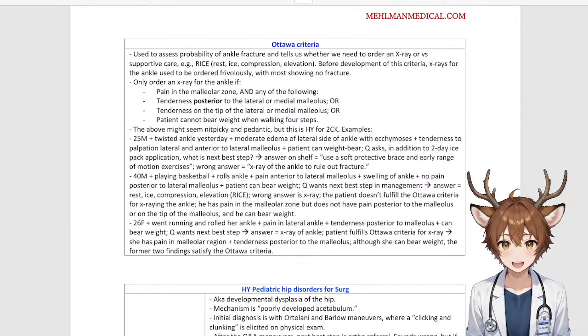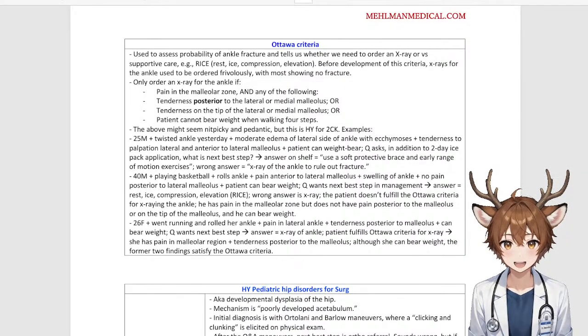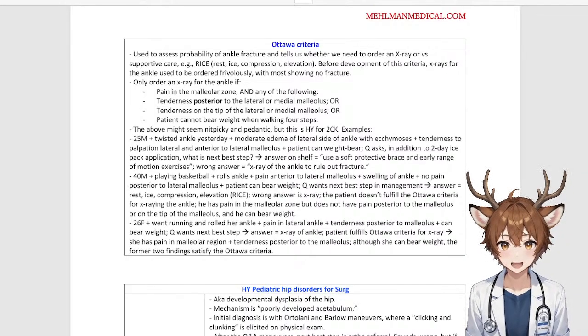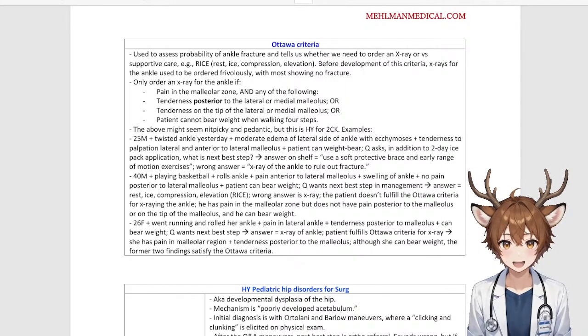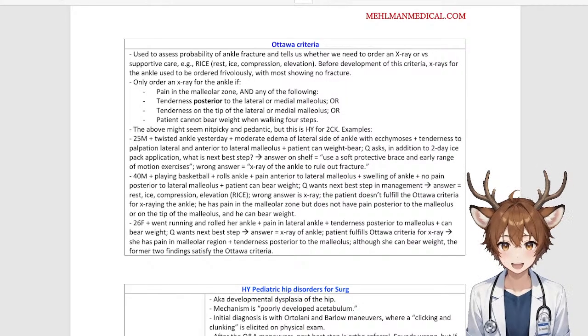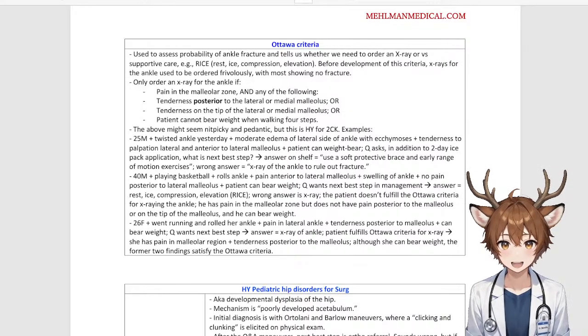The malleolar zone, or malleolar region, includes the medial malleolus, formed by the tibia, which is found on the inside of the ankle. The posterior medial malleolus, also formed by the tibia, is found on the back of the ankle. The lateral malleolus, formed by the fibula, is found on the outer aspect of the ankle. So the malleolar zone is just the area where the malleoli are hanging out.